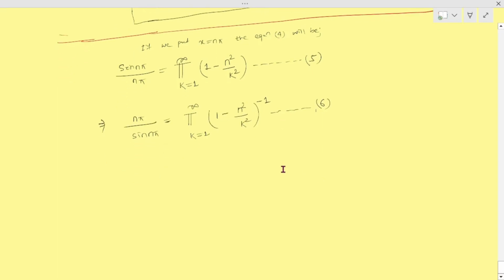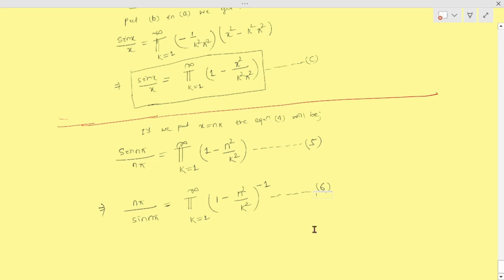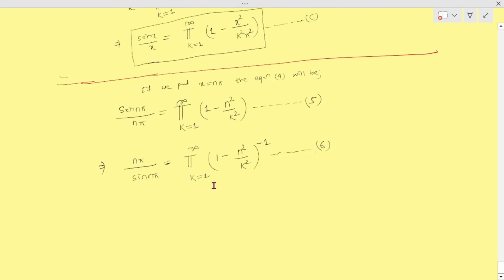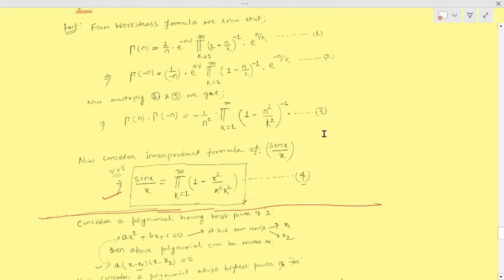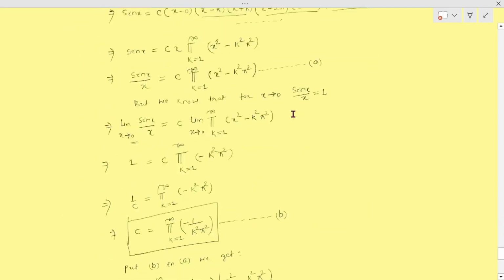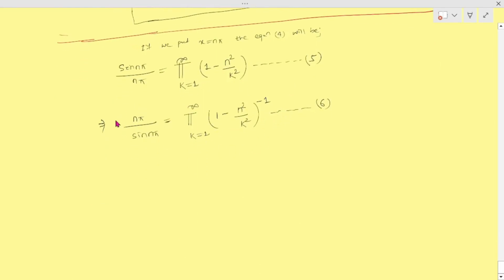Okay. Now compare equation number 6 and 3. Here in equation number 6 we have n pi by sin n pi equal to this much, the product k equal to 1 to infinite of 1 minus n square by k square to the power minus 1. If I consider equation number 3, the left hand side is gamma n into gamma minus n equal to minus 1 by n square into the product k equal to 1 to infinite of 1 minus n square by k square to the power minus 1. Okay. So from equation number 6, this value is nothing but n pi by sin n pi.